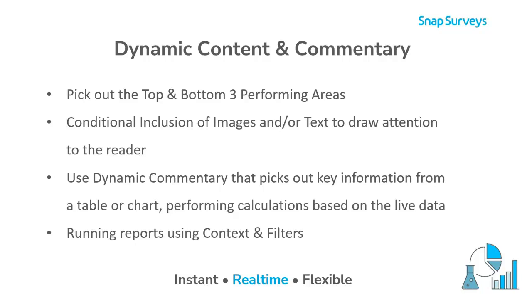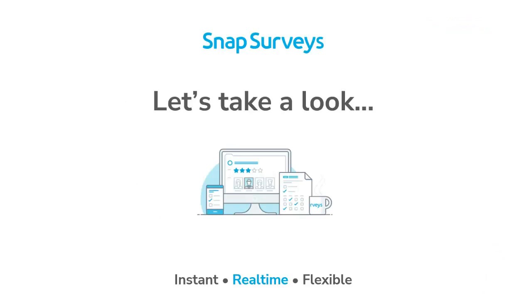Next, we'll look at how to include dynamic commentary in the report, which updates based upon the data in a corresponding table, and in my case, also performs calculations based on that data. And then to finish off, I'll be showing you a little bit of something called context, which has got many uses within Snap. Today, I'll be using it to mass produce a bespoke report for each venue, but I'll also point you in the direction of a few other uses that you may find useful. Okay, let's head into the software to begin.